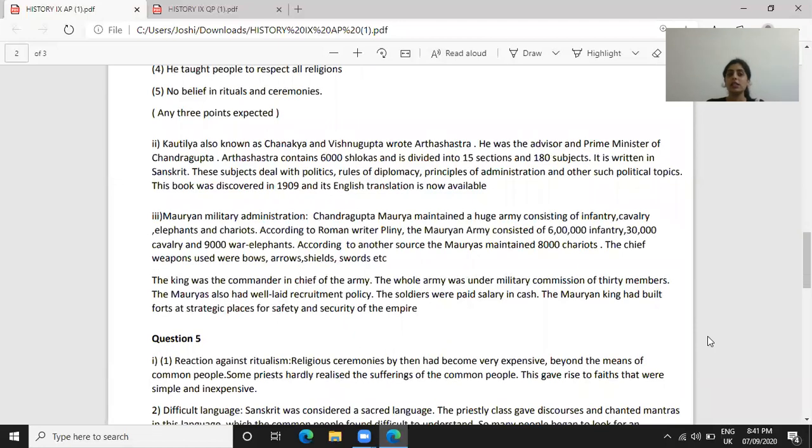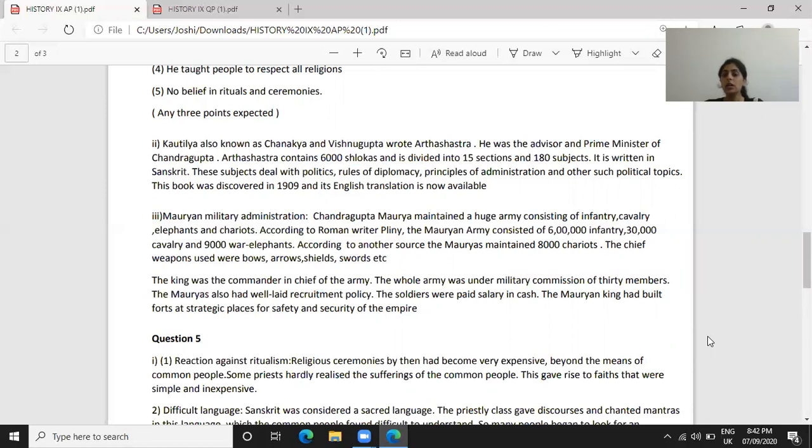The last answer, that is the third answer of question number 4, is about Mauryan military administration. We have to mention any 4 points. So let's start with it. Chandragupta Maurya maintained a huge army consisting of infantry, cavalry, elephants, and chariots. According to the Roman writer Pliny, the Mauryan army consisted of 6 lakh infantry, 30,000 cavalry, and 9,000 war elephants.